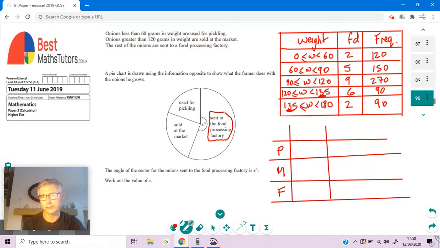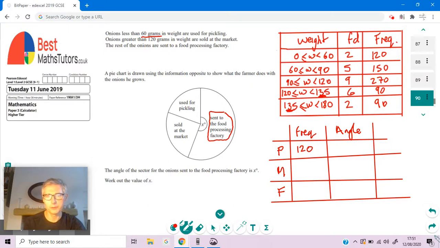So really we need 2 columns for this table as well. And what we're going to have is the frequency. So that means the number that's in each group of these. And then we're going to work out the angle as well. So the angle that it would show up as on the pie chart. So the frequency, so the first one is less than 60 grams. We can see from our table that's 120, that frequency.